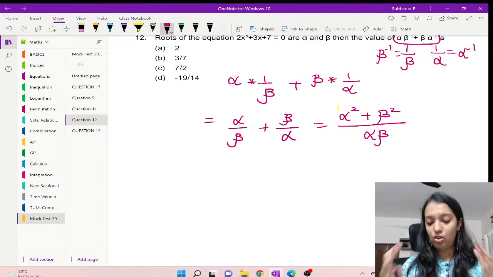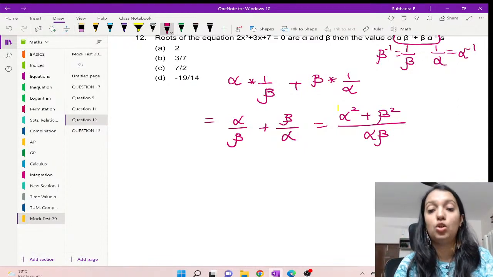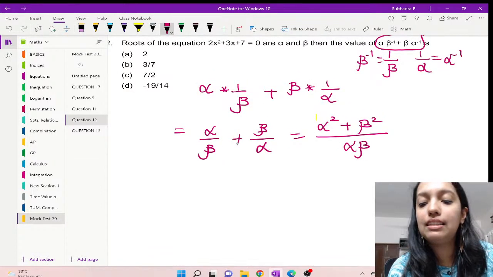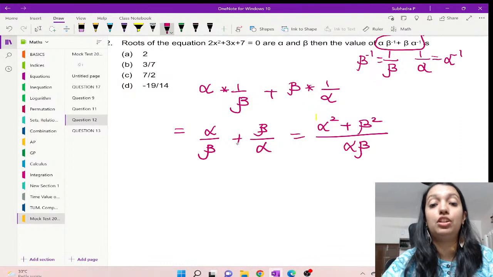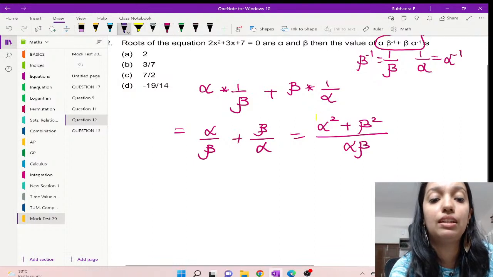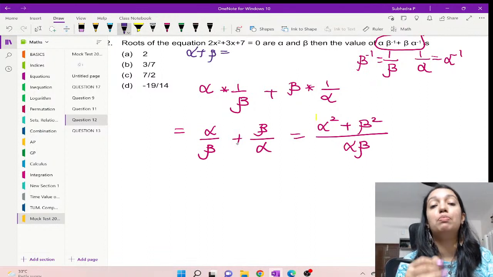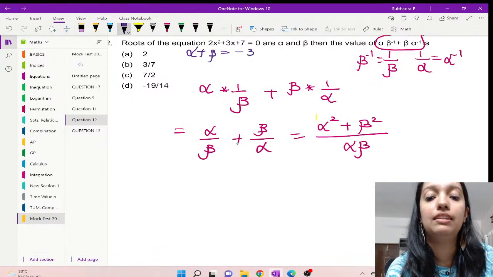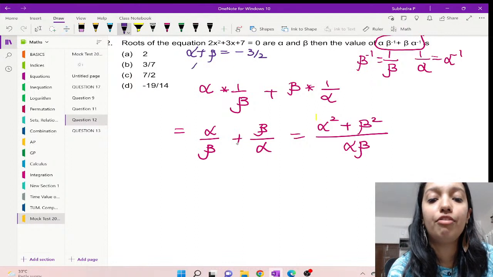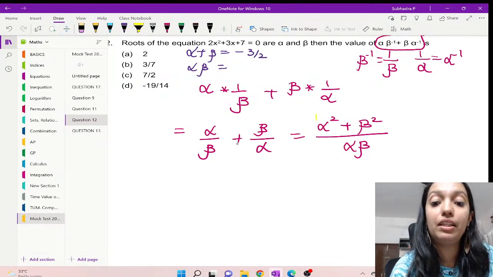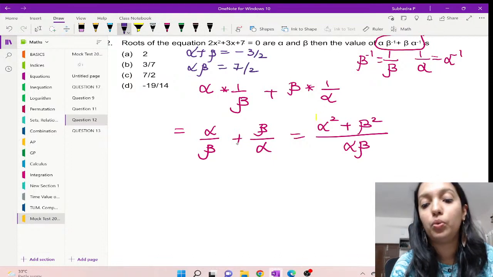Now do I know the values of these? No ma'am, you haven't found out. Let's find that. From this question, if I have to find the sum of the roots, that is alpha plus beta, what is it? Minus b by a. So it will be minus 3 by 2. And if I have to find the product of the roots, alpha beta, it will be c divided by a, 7 divided by 2.